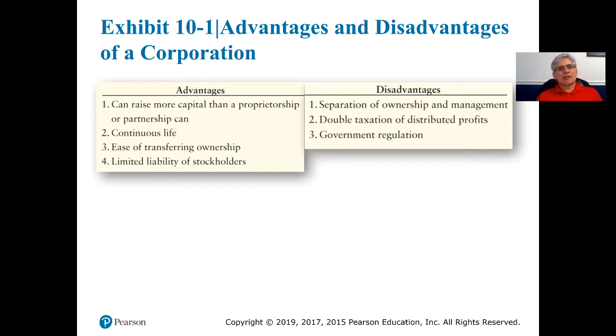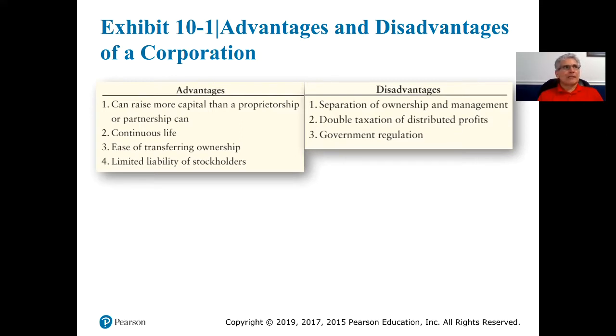There's no longer, that business no longer exists. Number 3, ease of transferring ownership. The fact that there are stocks that are available to be bought and sold for anyone makes the corporation easy to transfer. So in that respect, definitely an advantage for the corporation. They can transfer their shares and ownership to anybody. Number 4, limited liability of stockholders.